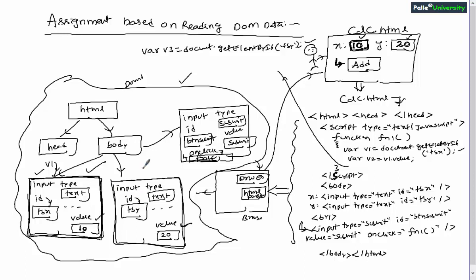After identifying this node reference, it will create a v3 variable pointing to the node. So obviously, var v4 is equal to v3.value will be written. I believe you understood. Now the next step is we need to perform the addition operation.